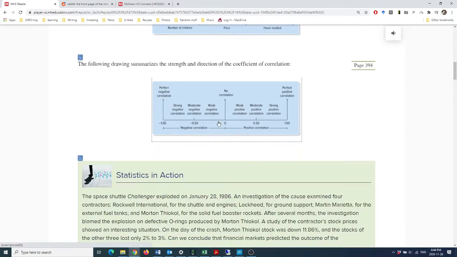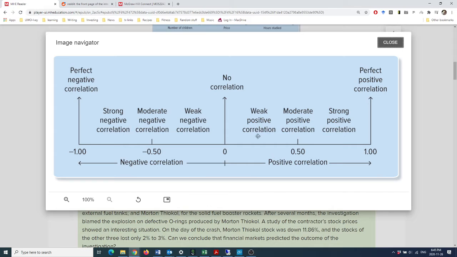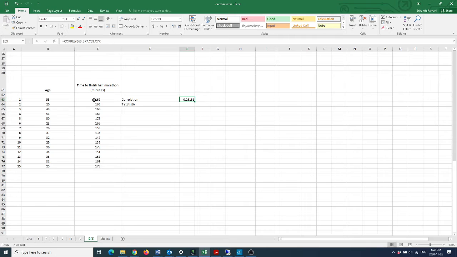If you go back to this picture over here, 0.25 still suggests a weakly positive correlation. So how confident are you that there's a relationship between the age and how long they take to finish the marathon? Your intuition tells you that older people should usually take longer to finish, and younger people should finish the marathon faster. But it doesn't always work that way because there could be selection.